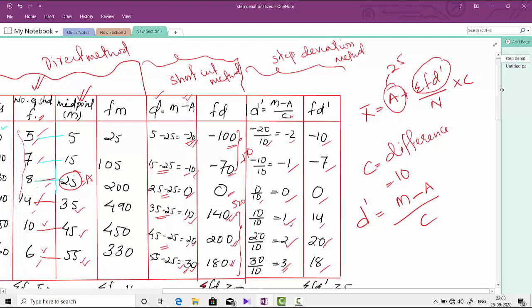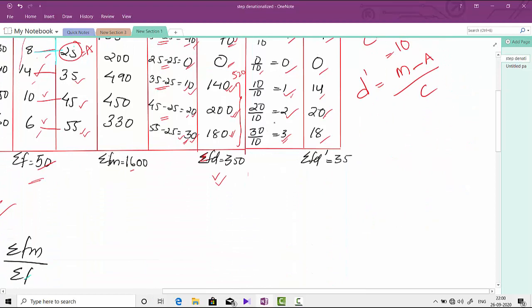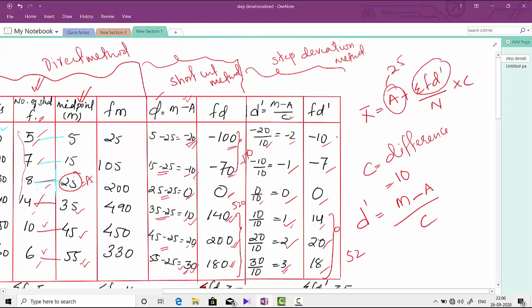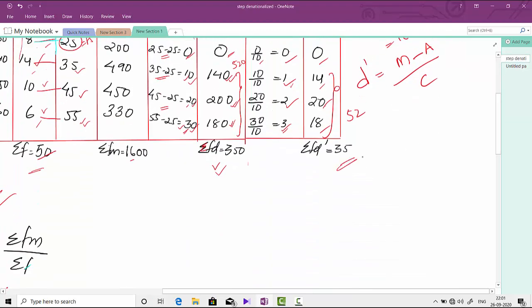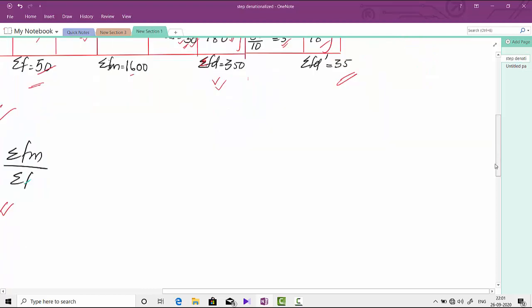Now you have to add these up. Adding the positive values, 20, 30, 40, 48, 49, 50, 51, 52. So this is 52, and the negative values give minus 17. So 52 minus 17, you will get 35. Okay, so you have the value of sigma fd'. Now let's put this value in the formula.